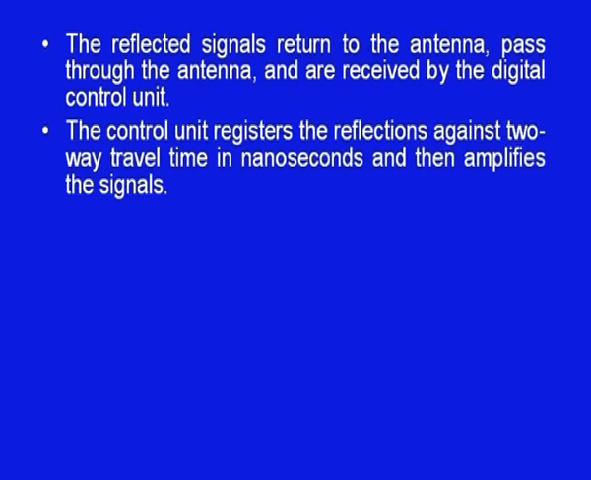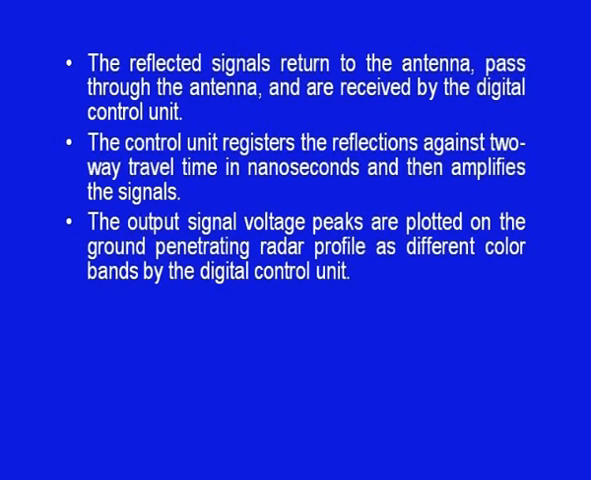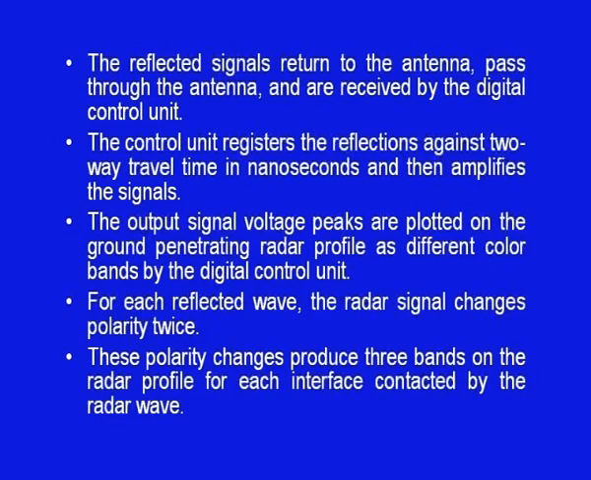The control unit registers the reflections against two-way travel time in nanoseconds and then amplifies the signals. The output signal voltage peaks are plotted on the ground penetrating radar profile as bands by the digital control unit. For each reflected wave, the radar signal changes polarity twice. These polarity changes produce 3 bands on the radar profile for each interface contacted by the radar wave.